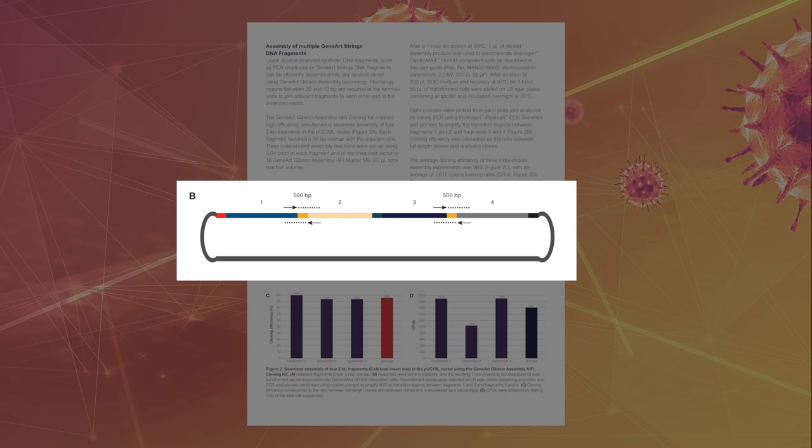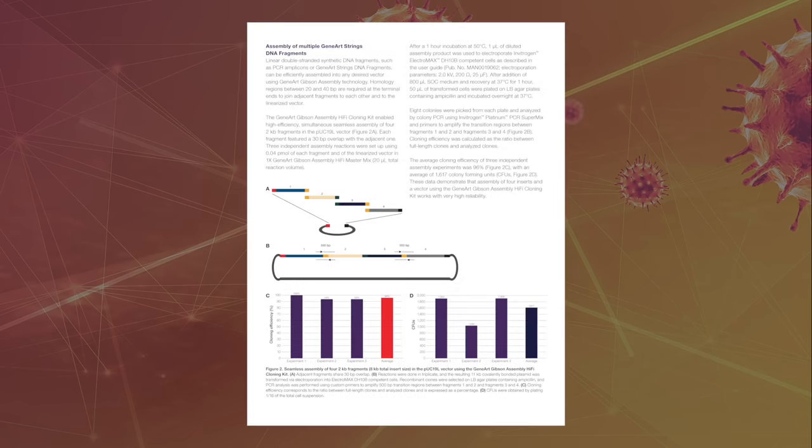The resulting 11 KB covalently bonded plasmid was transformed via electroporation into Invitrogen Electromax DH10B competent cells. Recombinant clones were selected on LB agar plates containing ampicillin, and PCR analysis was performed using custom primers to amplify 500 base pair transition regions between fragments 1 and 2 and fragments 3 and 4.